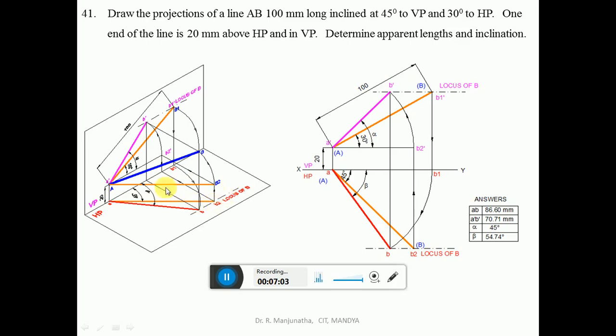But now we need to find out the front view. So with A as center, take the radius of AB2. You rotate such that B2 will be onto the locus of B here. So that means it has been rotated in space such that this point B touches the locus of B here.